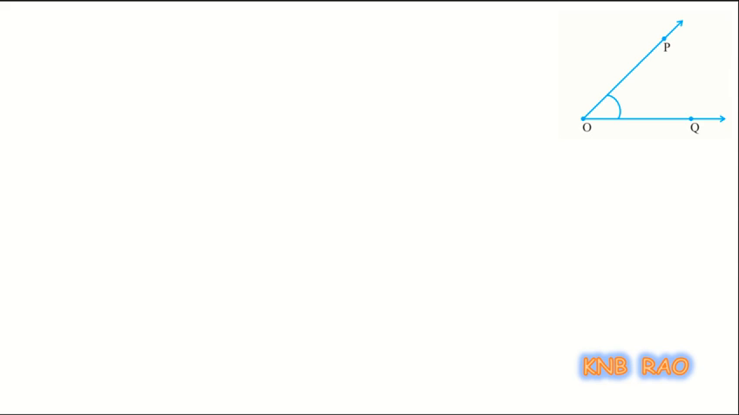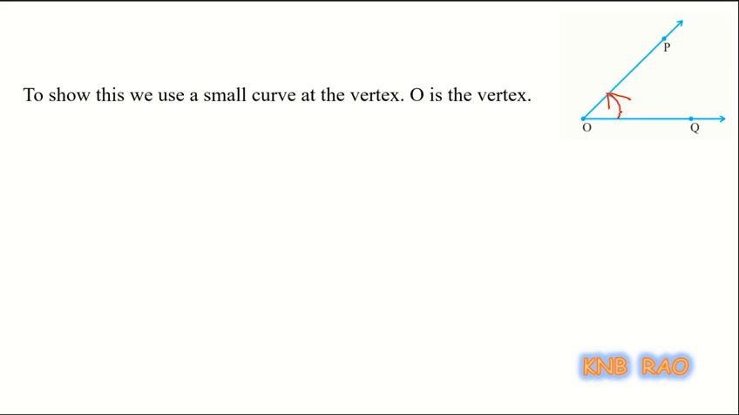To show this, we use a small curve. You could observe that this curve I am using, right? Normally we show this in the anti-clockwise direction. Here O is the vertex, and what are the sides here? Here the sides are arm OP and arm OQ.